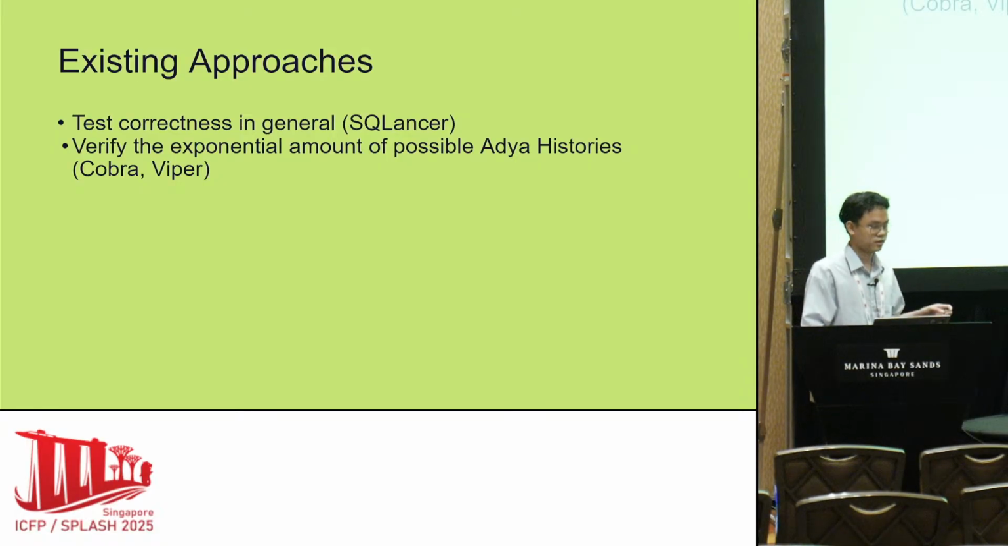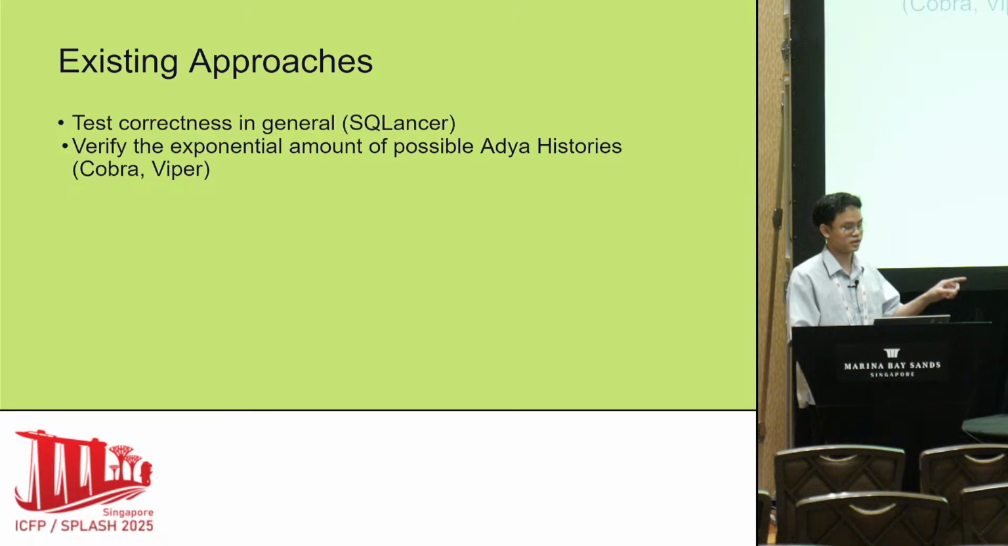Other approaches are Cobra and Viper. They verify the exponential number of possible ADIA histories generated from an observed black box point of view, and for each of these, they want to make sure that in this execution, for all the possible commit orderings, if there is no commit ordering that satisfies the isolation level that the database guarantees, then they would say that it's a bug.